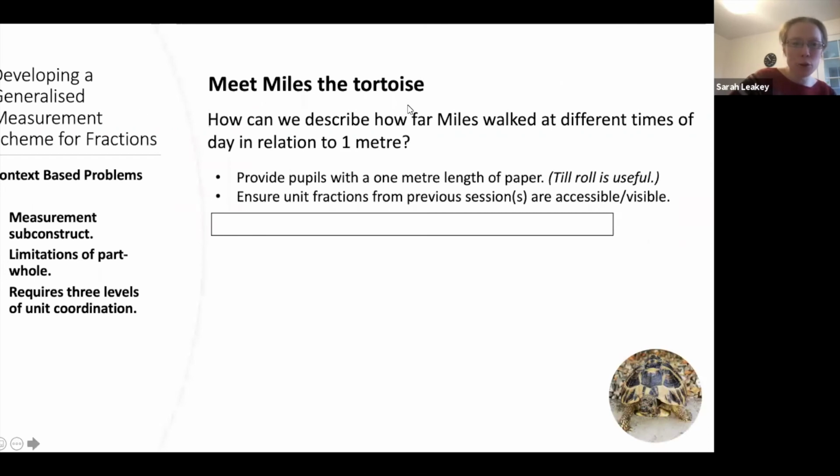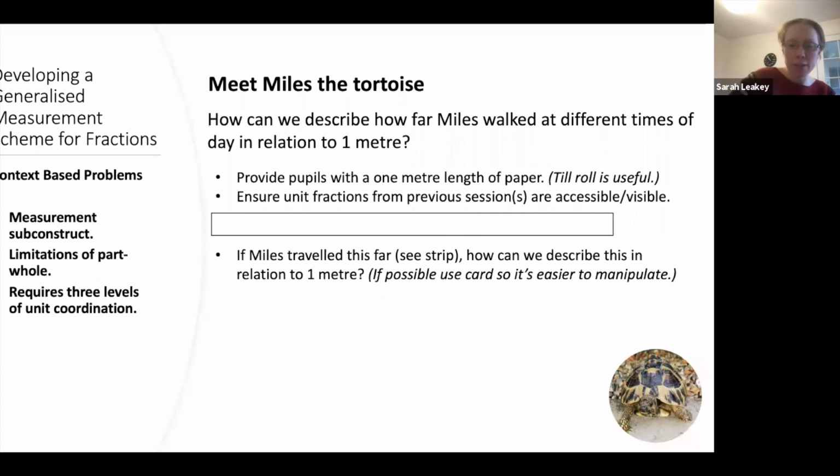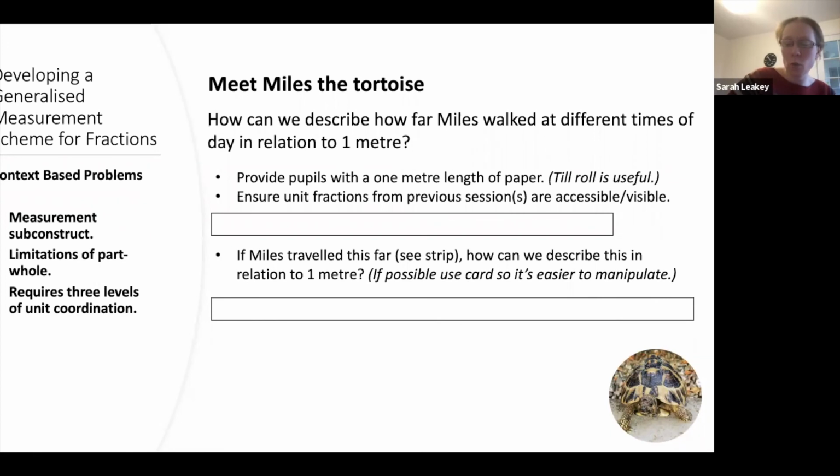So we're back to Miles the tortoise again, and we're now looking at a generalized measurement scheme for fractions. So we're moving into improper fractions here. This type of work would be appropriate for your P6s and P7s if they've had these prior experiences and they're typically developing. So now we've got a strip that's longer than 1 meter. So how are they going to do that?